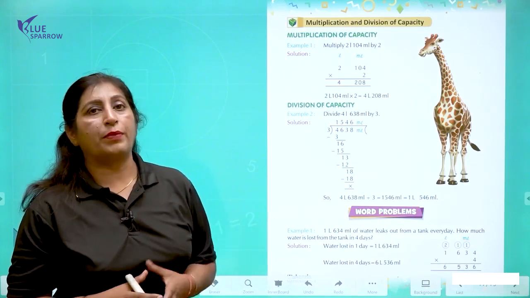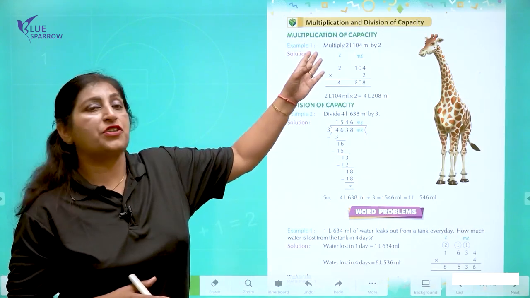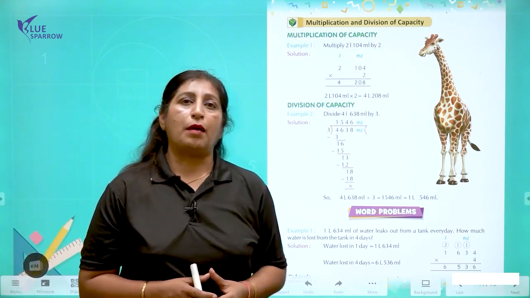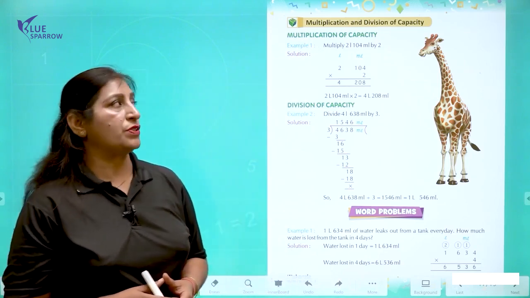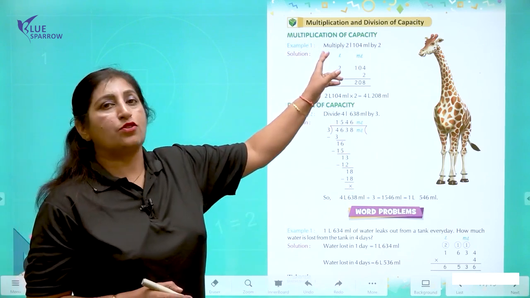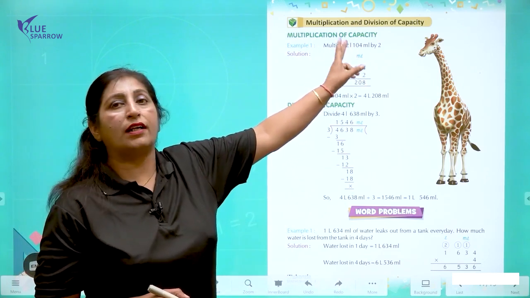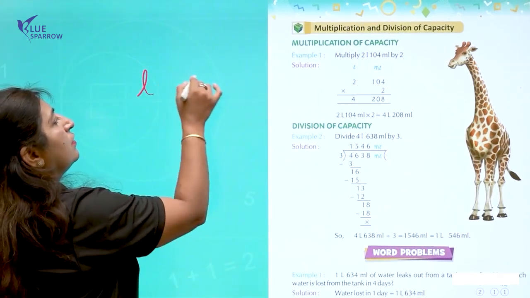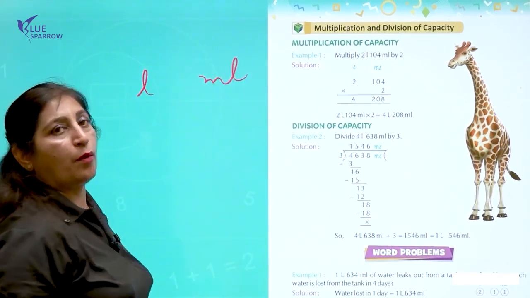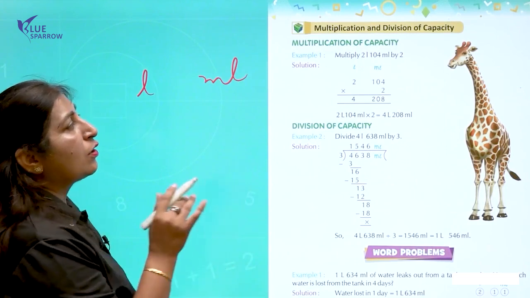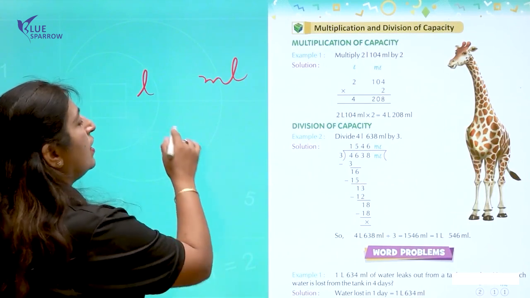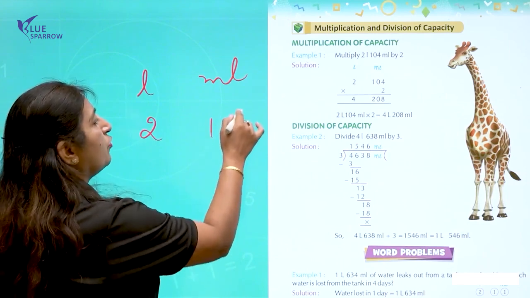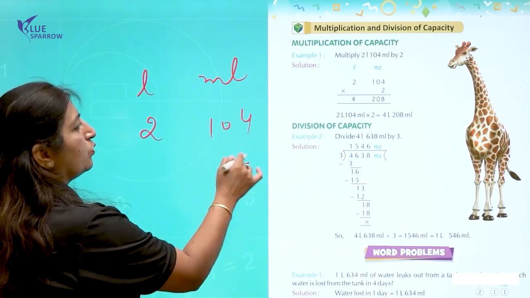Now we come to the topic which is multiplication and division of capacities. Firstly, we solve the example based on multiplication of capacity. Here you are asked to multiply 2 liter 104 milliliter by 2. Firstly, we would write the given capacity in proper columns, that is columns of liter and milliliter.